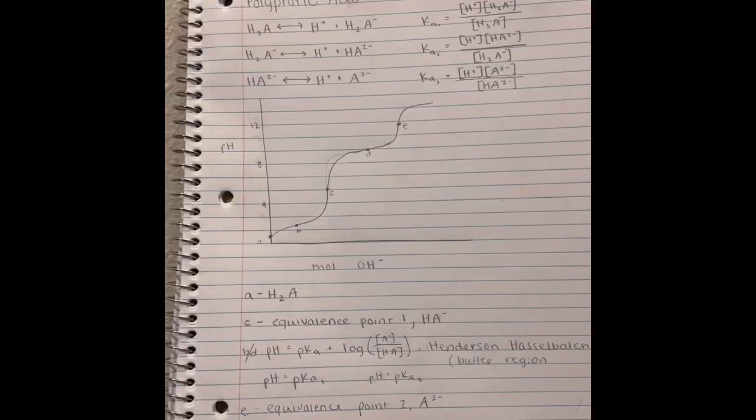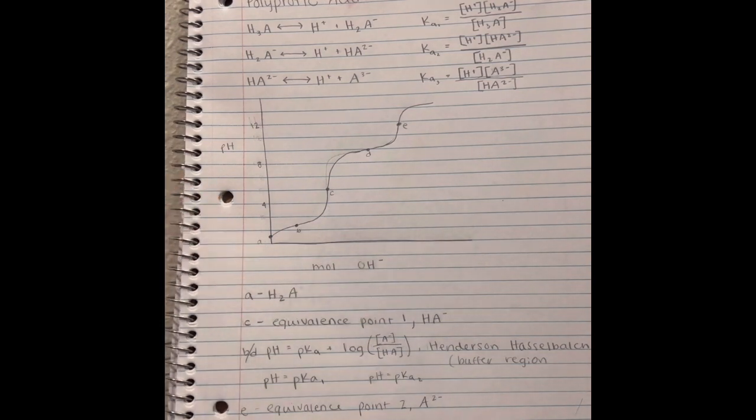A polyprotic acid is an acid that is capable of losing more than one hydrogen, or one proton, during a titration. As you can see, the acid loses hydrogens in steps. It doesn't go from the fully protonated form all the way down to the deprotonated form. There to the right are just the equilibrium constants for each step.